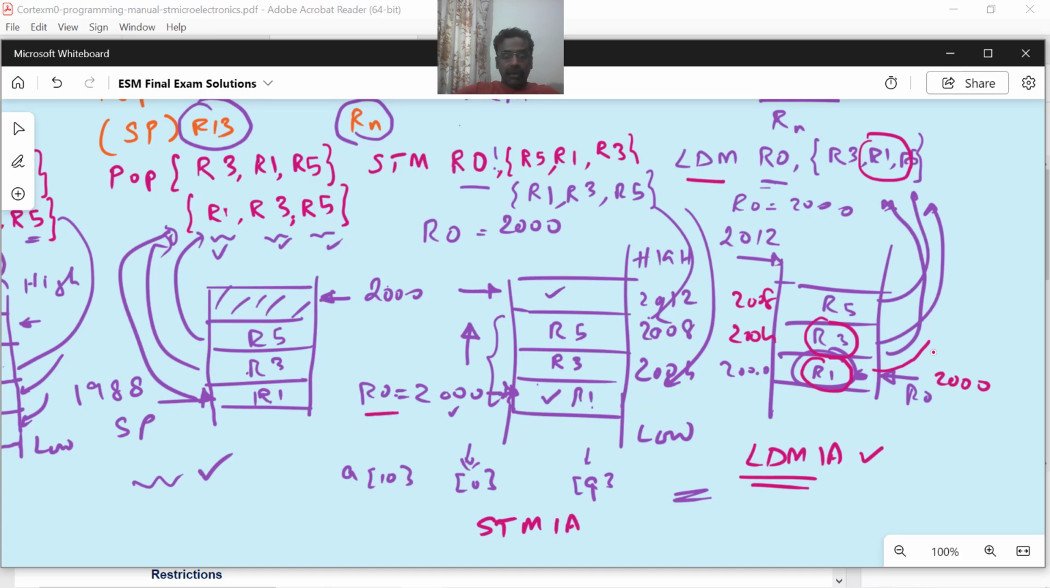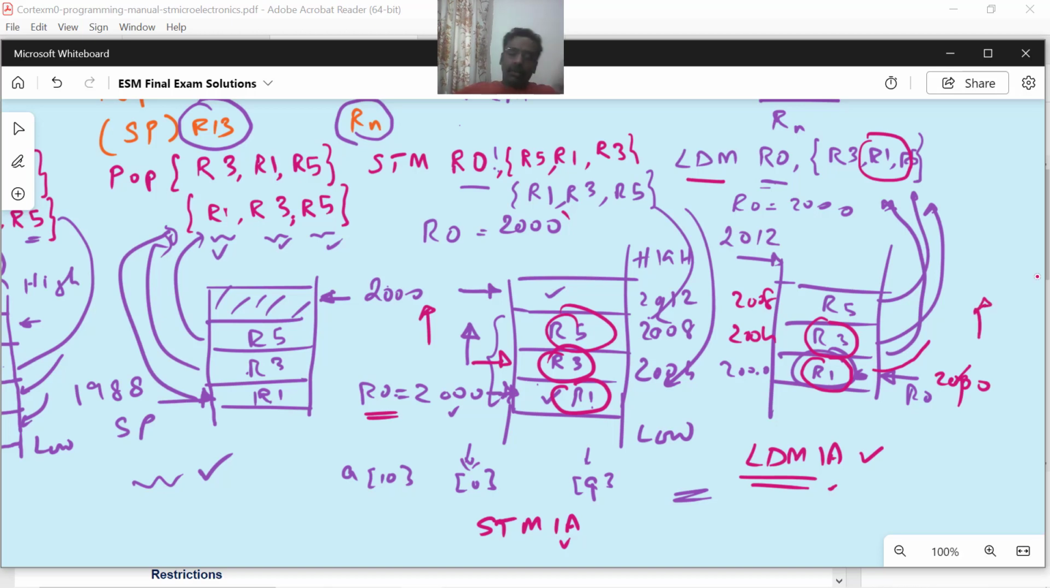I told you that R0 is pointing at the empty location. That means you are storing the R1 value into this, and then you are going to increment it after that, and you are going to load the R3 and R4. So it is also increment after. LDM is also increment after. That means they are both moving in the same direction.